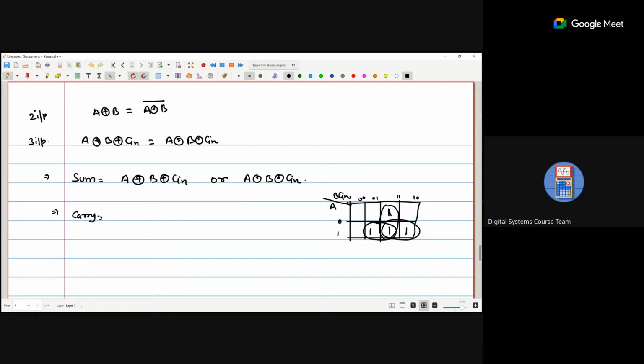So the carry equation is BCN for this group. For this group, we are taking A, CN, and for the last group we are taking as A.